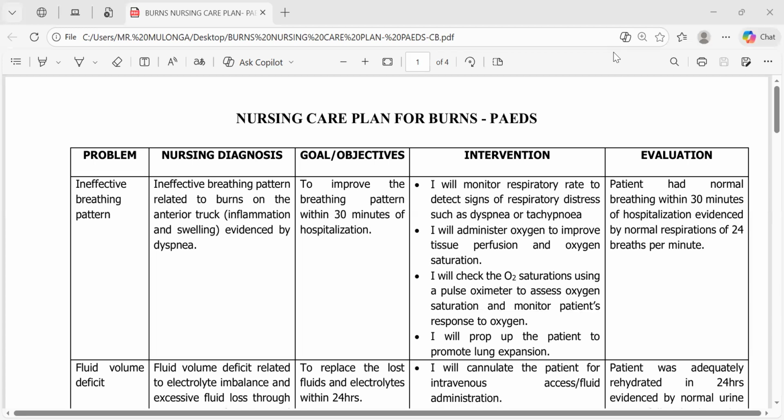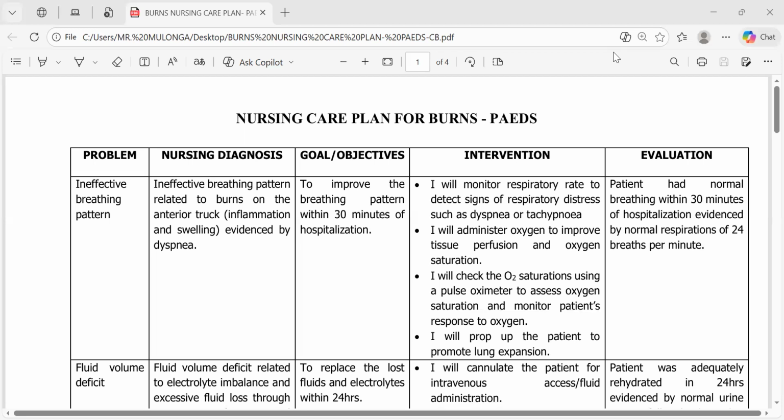Goal: the goal is to improve the breathing pattern within 30 minutes of hospitalization. Remember, the goal has to be SMART. SMART means specific, measurable, attainable, realistic, and time-bound. So it has to be SMART. Let's look at the interventions.